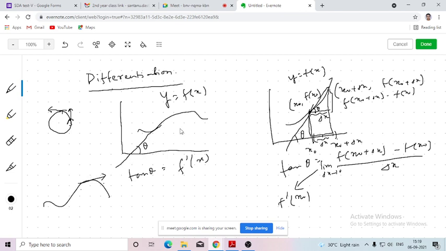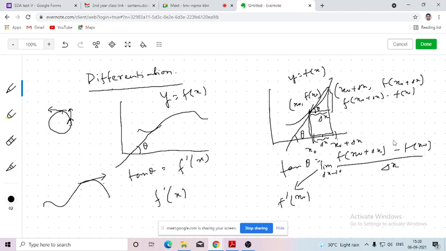Since the direction should be unique at each and every point, if we get more than one value of differentiation at a given point, then we say that the function is not differentiable or derivable at that point. So whenever the value of f dash x exists, it should exist uniquely. That is the significance of differentiation. Okay, is that clear or not?